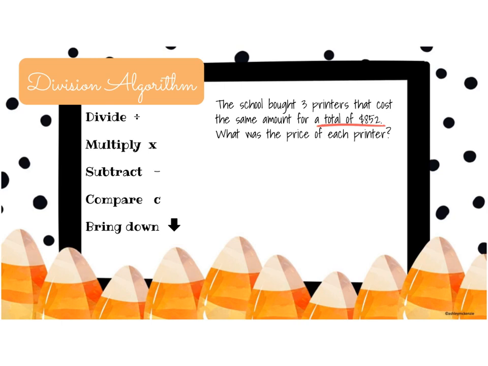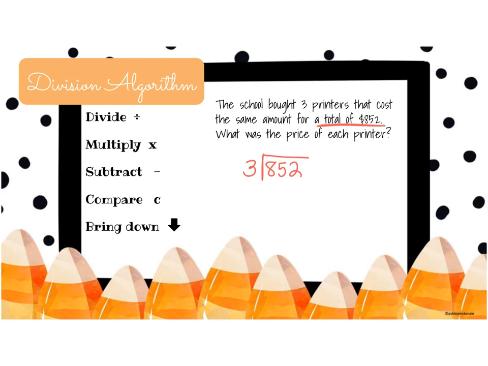So I'm going to take 852 and I'm going to divide it by 3 because there are 3 printers that I'm splitting it into, okay? So the total cost is $852. 852 is what part of my division problem? Is it the divisor, the dividend, or the quotient? Raise your hand if you know.